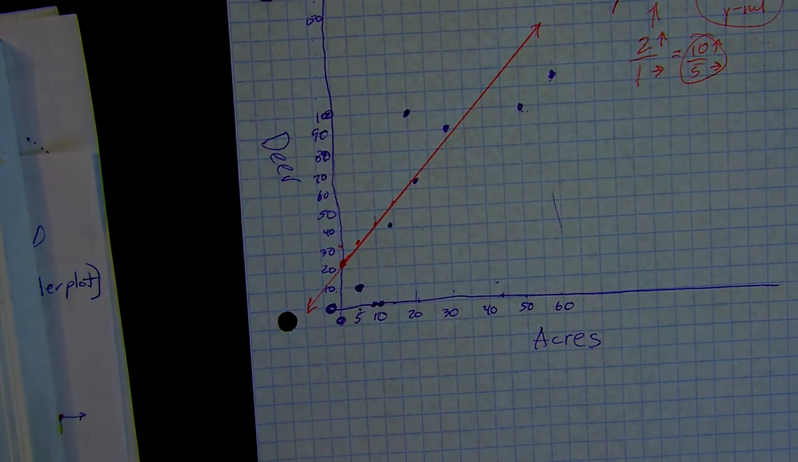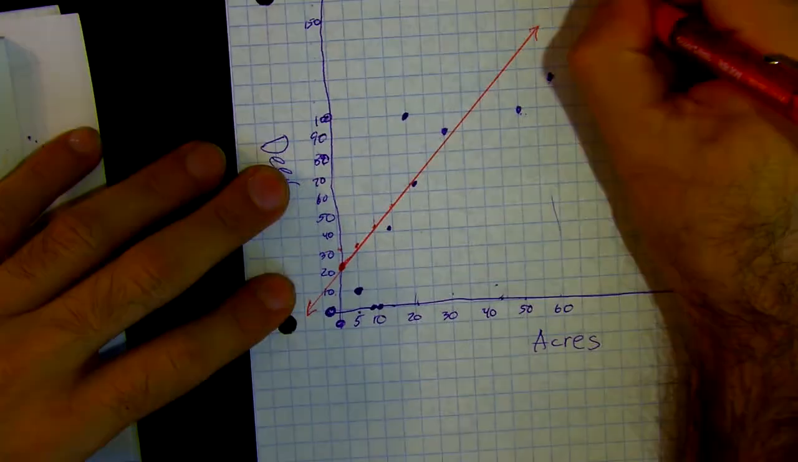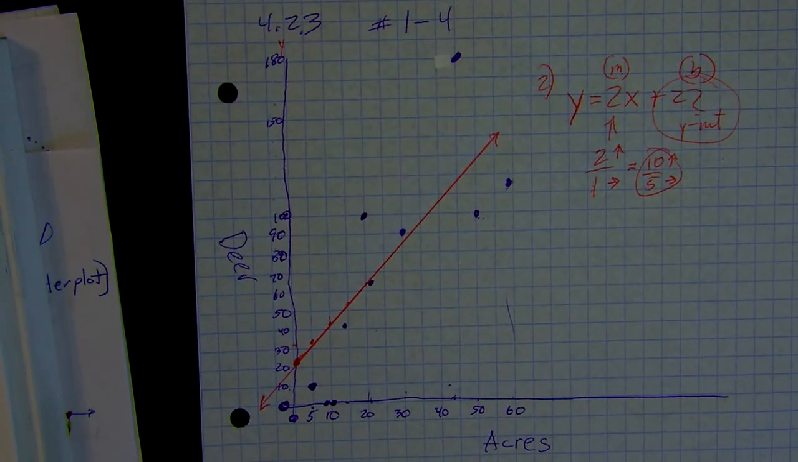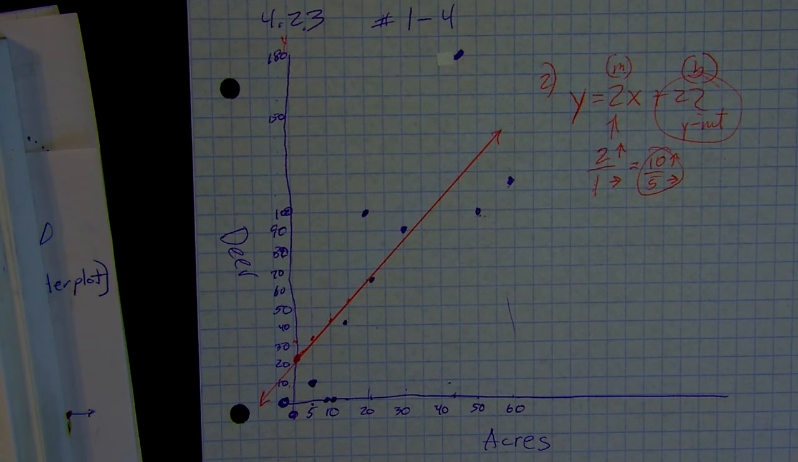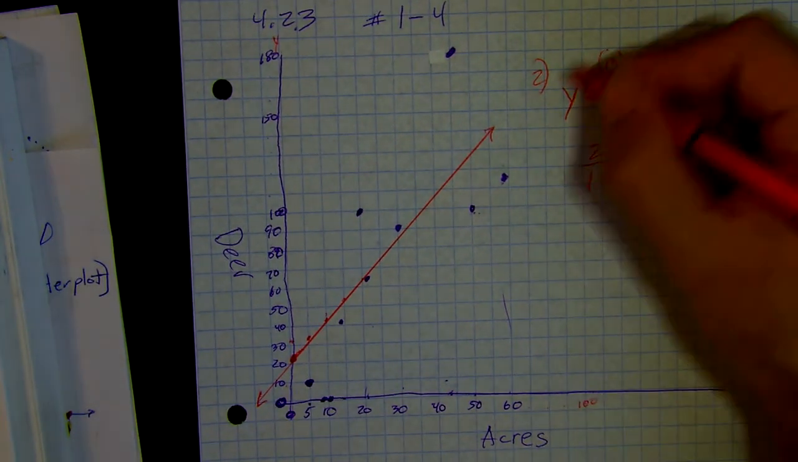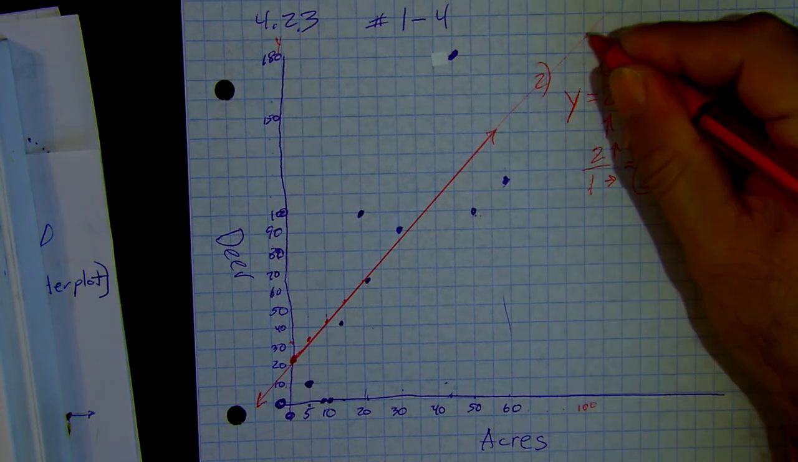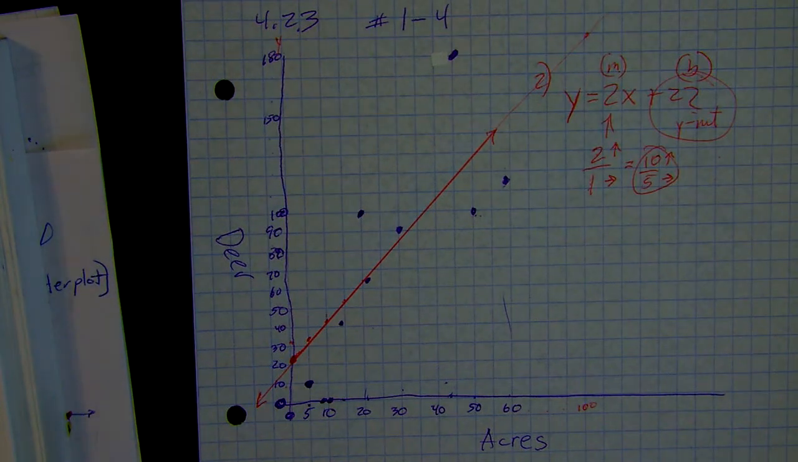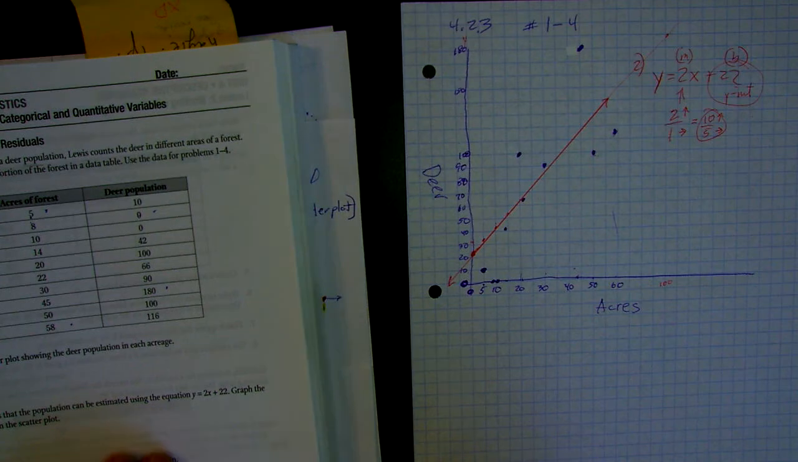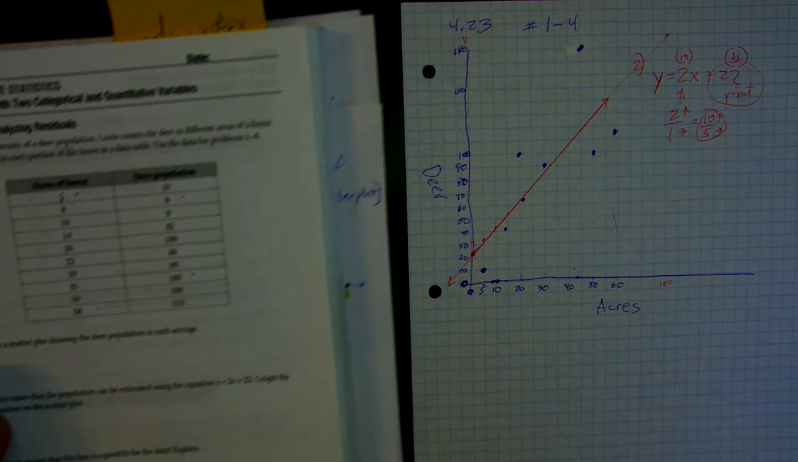This is step 2. Question 2 is just we need to plot the line. The estimate of how many deer there are is based on this line, right? So if we wanted to find how many deer there were at 100, we would go up and find where the line crosses 100, and we can make an estimate. That's what the line of best fit allows us to do. So for step 2, all we had to do was graph the line of best fit. We did that in red.